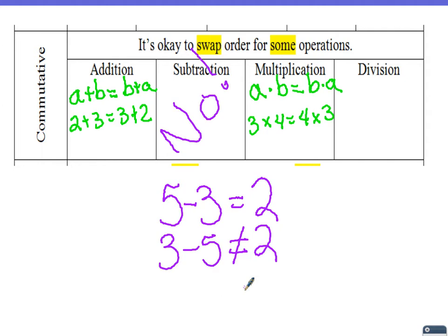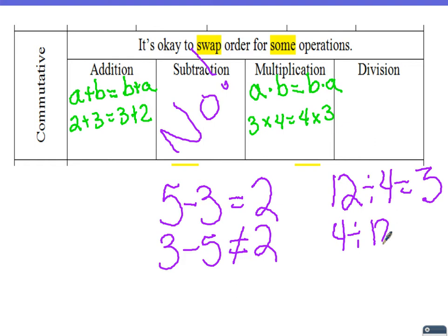It works out the same way for division. Okay, so let's go. 12 divided by 4 equals 3. But 4 divided by 12 equals 1/3. Uh-oh, it doesn't work for division either. It only works for subtraction. I'm sorry, it only works for addition and multiplication.